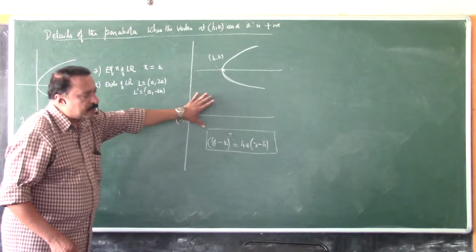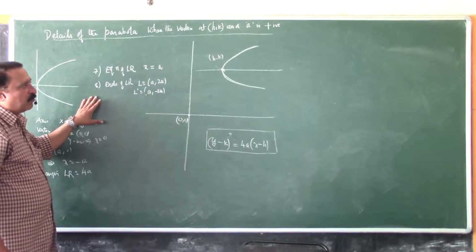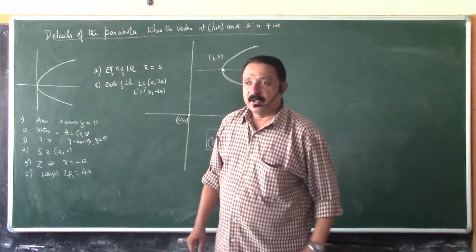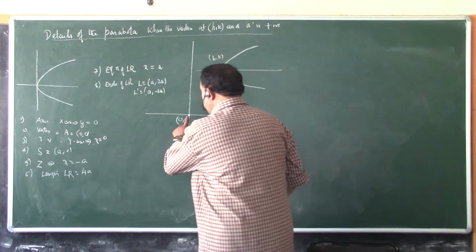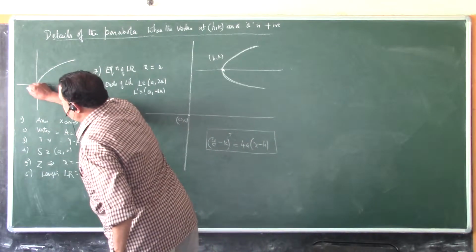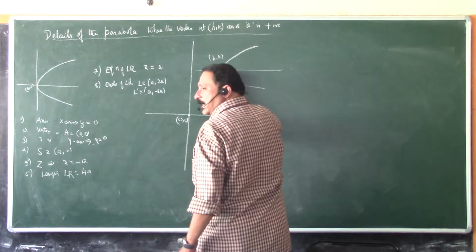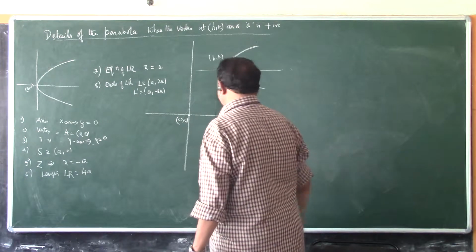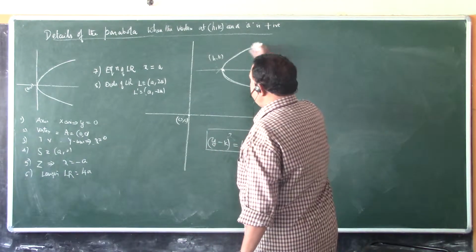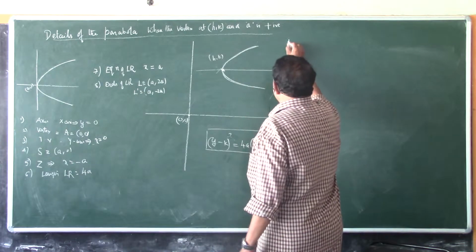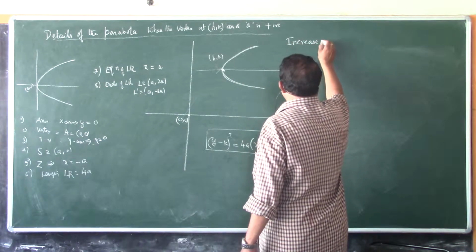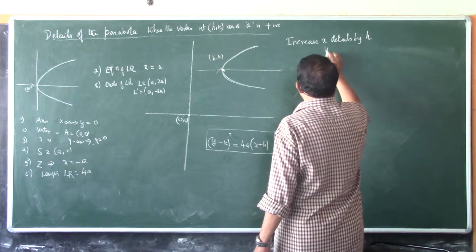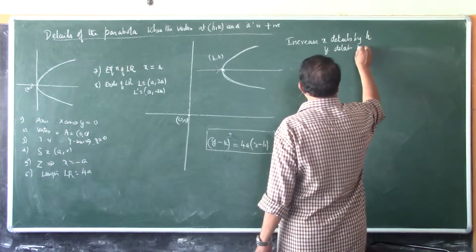Now we write the details of this parabola in relation to this. How? It's very simple. Just increase all x details by h, y details by k. Because for this, the vertex is at the origin. Now the origin is shifted to (h, k). So x should be increased by h, y details should be increased by k. So what is the simple technique of writing the details of the parabola whose vertex is at (h, k)? Increase x details by h, y details by k.